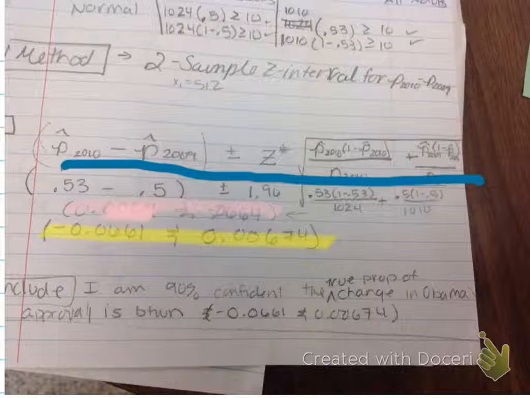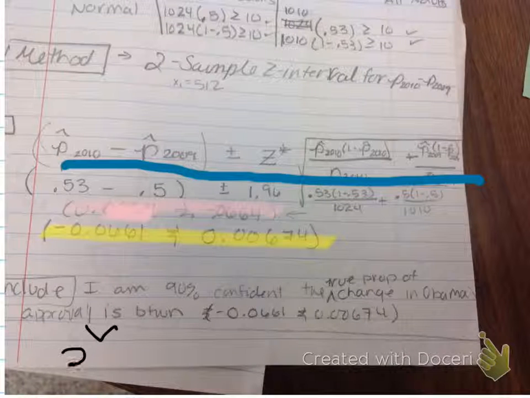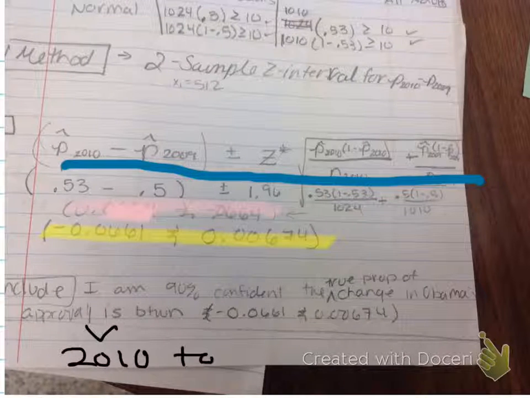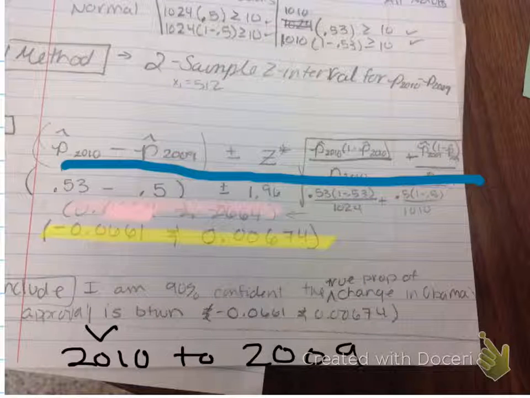So I am 90% confident that the true proportion of change in Obama's approval rating, I should have put to be a little bit better, between 2010 to 2009, or from 2009 to 2010, is between negative 0.661 and 0.0674.